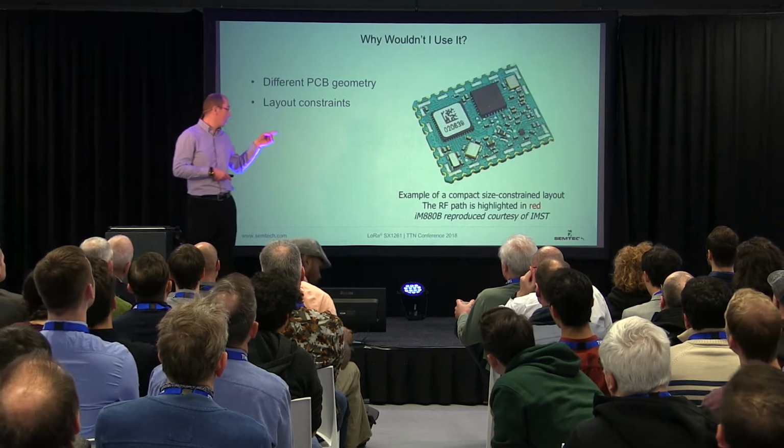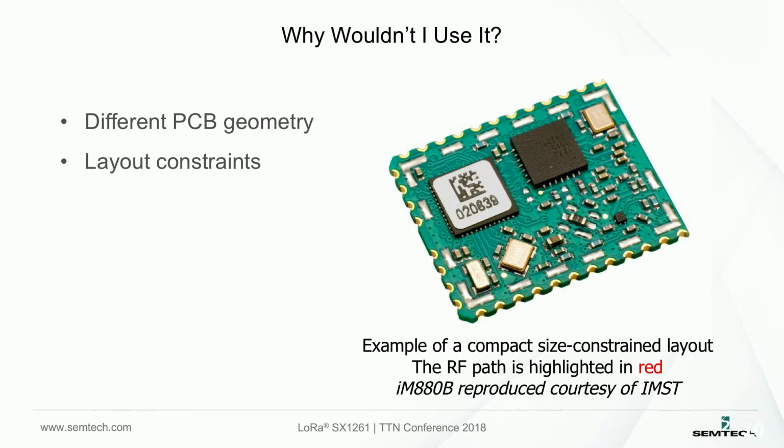This is an example of a module made by our friends from IMST. And you see here the RF path. We couldn't just copy-paste the reference design. We don't have the straight RF lines, so we have to tune. We had to bend the lines, and finally, in RF, modifying the reference design implies tuning.